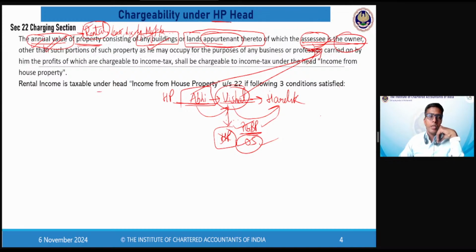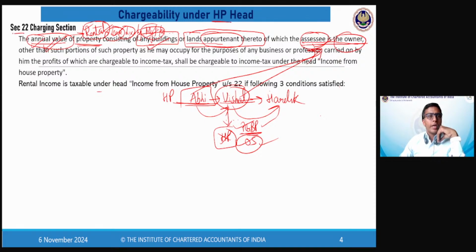Pooja beta, why will lease not come under income from house property? I have already written here rental, lease, hire, everything. Right? That is the meaning of the word annual value. They want to cover all types of these cases wherever you are getting some income annually from that property. You call it rent, lease, anything. Correct?